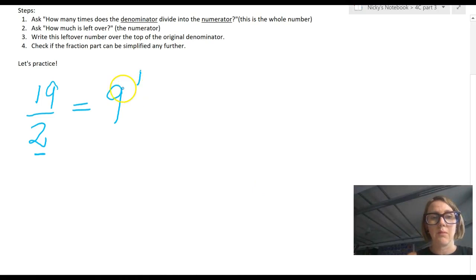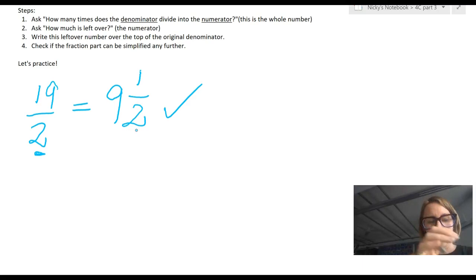That's my second step. How much is left over? 1 is left over to get me to the 19. Write this leftover number over the top of the original denominator, which is the 2, and then just check to see if this fraction part, the 1/2, can be made any smaller by simplifying it. Now 1/2 can't because it's already got the 1 as a numerator, so I can't make a half any smaller by dividing it. So my answer is 9 and 1/2. So 9 and 1/2 is the same as 19 over 2.